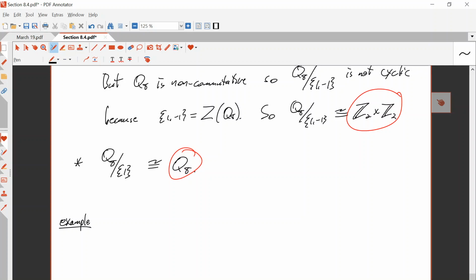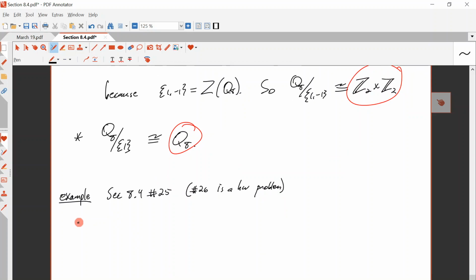This is number 25. Number 26 is going to be one of your homework problems, very similar. It says to show that the abelian group Z cross Z, an infinite abelian group, mod the subgroup generated by (1,1), is isomorphic to Z. You want to show that this group mod that subgroup is isomorphic to Z.